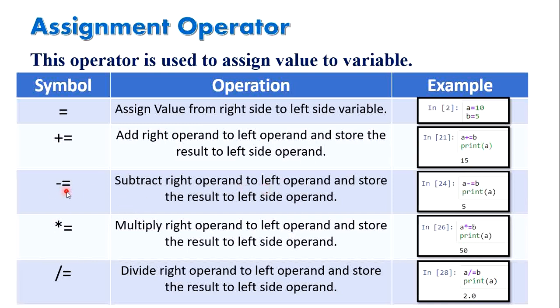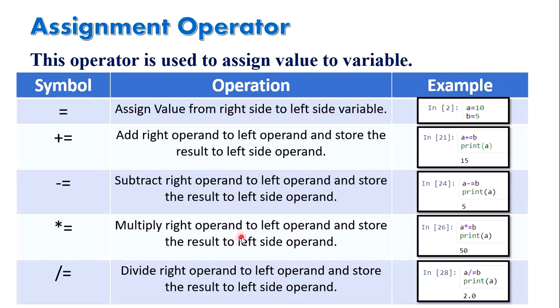Similarly, minus equals to, that means subtract the right operand from the left operand and store the result to the left side operand. A equals to A minus B, similar. That means value of B is subtracted from the value of A. That means 10 minus 5, which is 5, and stored in A. So we print A, then we got the result 5.